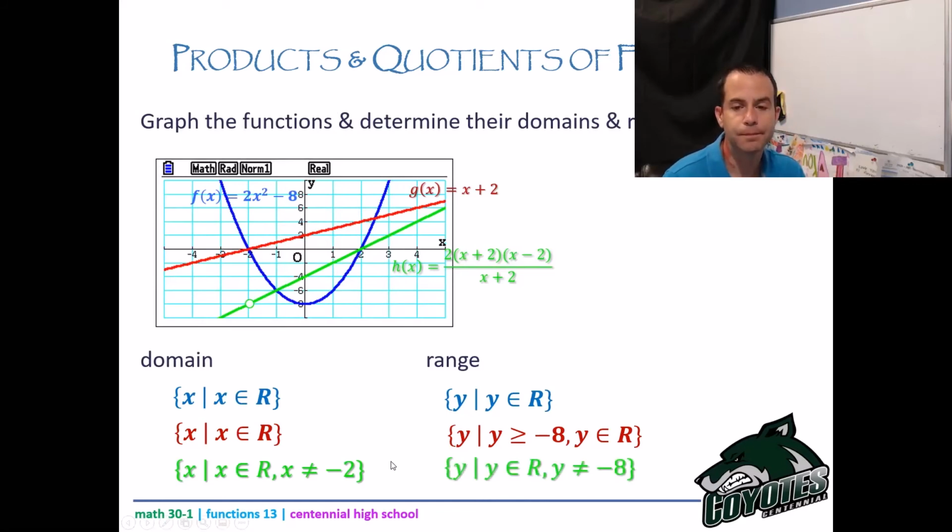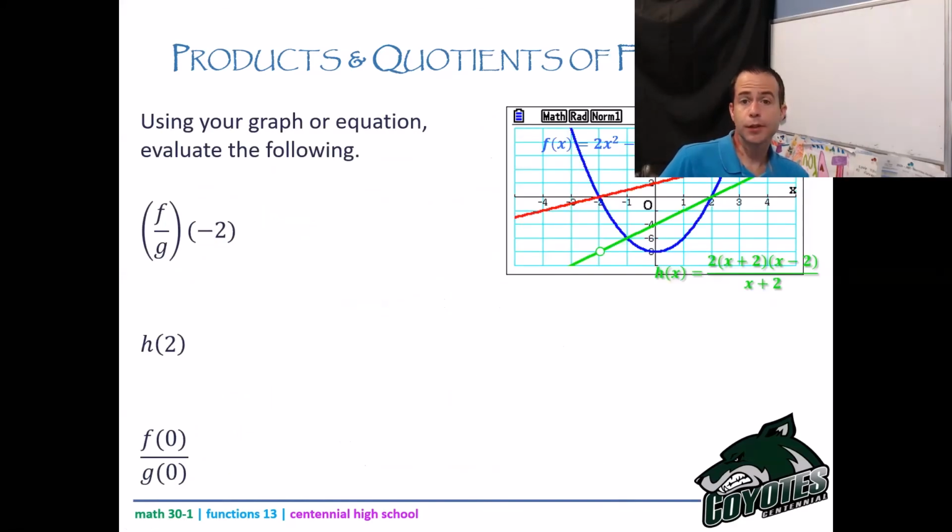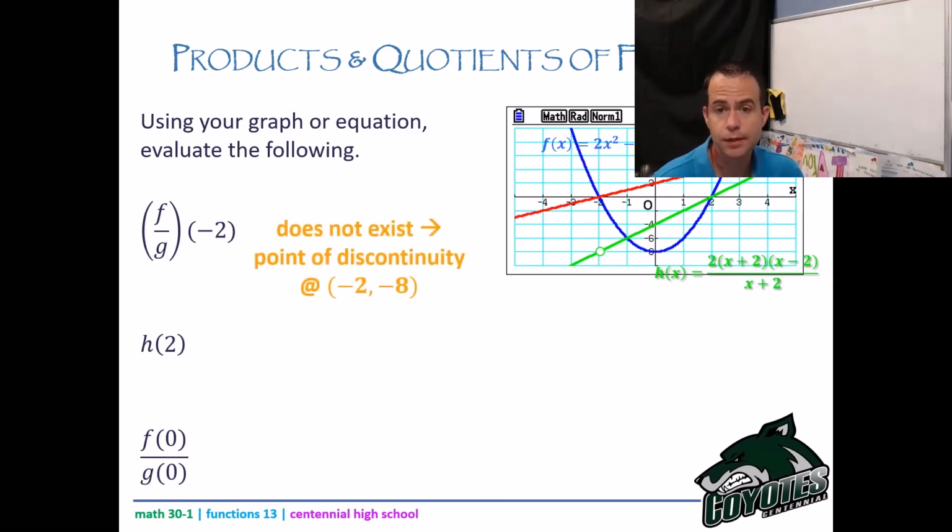Okay, awesome. So now it says using your graph or equation, evaluate the following. So f over g of -2, that's the same as saying f of -2 over g of -2, also known as h of -2. When I look at h of -2, we can see that that's where that point of discontinuity is. So it does not exist. There's a point of discontinuity at -2, -8.